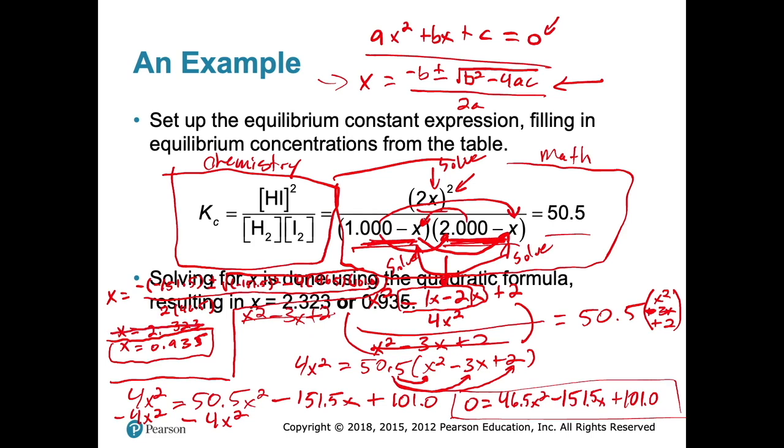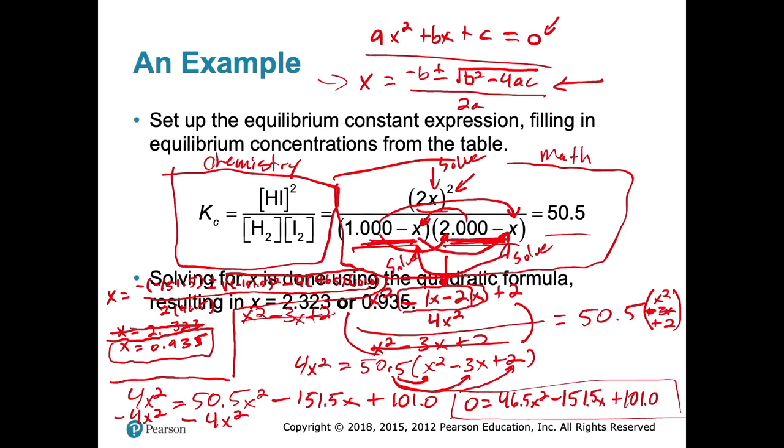Because it is physically impossible for you to subtract 2.323 molar from an initial concentration of 1 molar or initial concentration of 2 molar, right? So it's always going to be the number that's less than what your initial concentrations are. Does that make sense? It will always be the x that is lower than your initial concentrations.